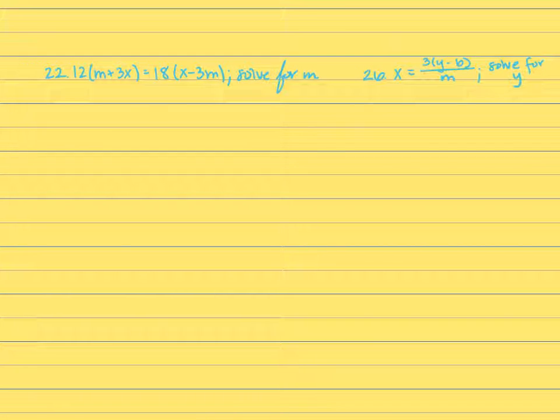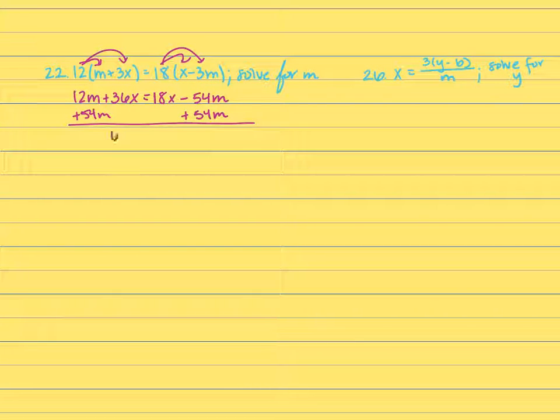Let's look at a couple more examples. So in number 22, it says 12 times the quantity of m plus 3x equals 18 times the quantity of x minus 3m. And it says solve for m. So first thing I'm going to do is distribute the 12 to both terms on the left. I'm going to distribute the 18 to both terms on the right. So this becomes 12m plus 36x equals 18x minus 54m. I'm going to get everything with an m on the left side and everything with an x on the right side. So I'm going to add 54m to both sides.